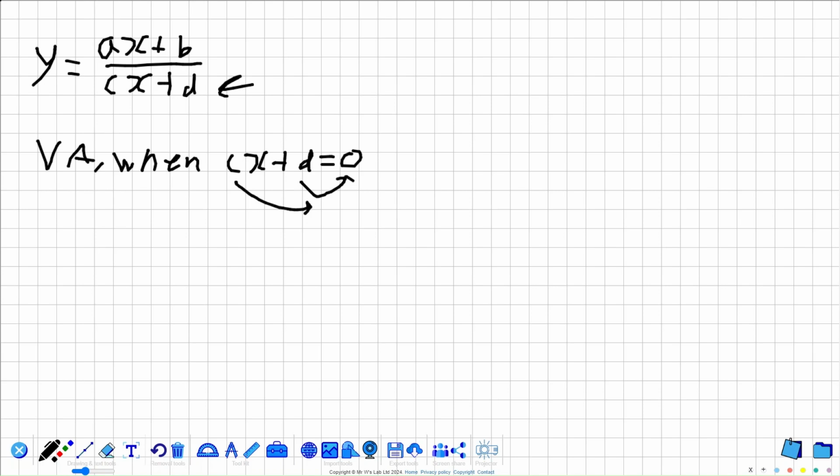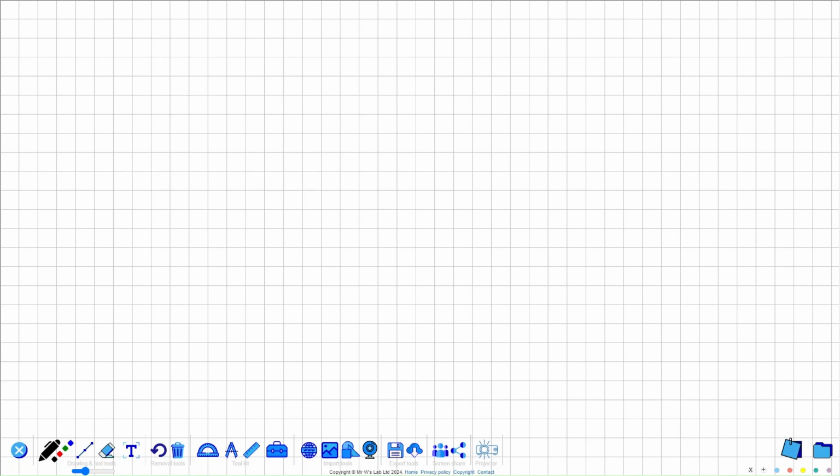And then for horizontal asymptotes, we follow a slightly more difficult process. So let's just have a look at one scenario. So we've got f of x equals 2x minus 6 over x plus 1. And so first, we're going to find the asymptotes.